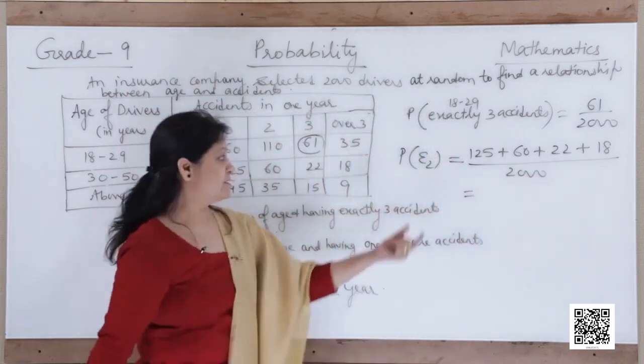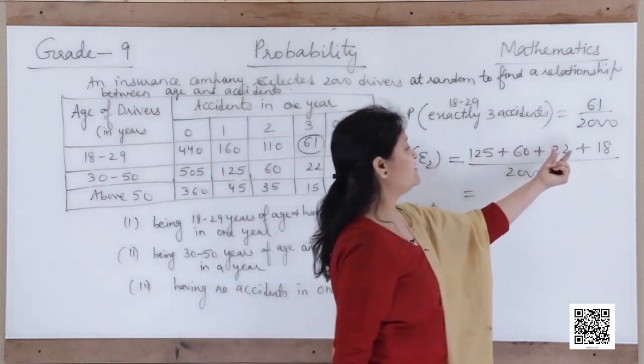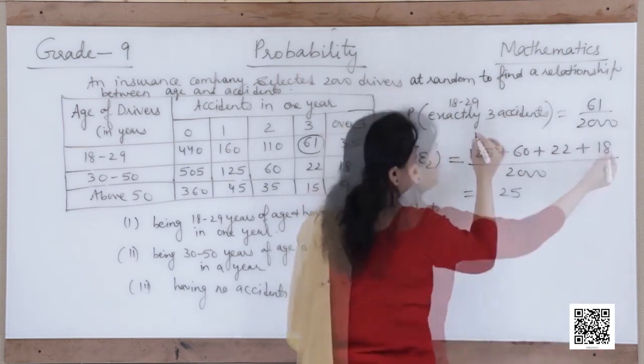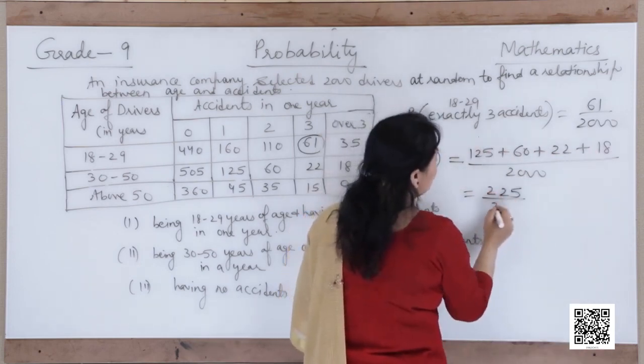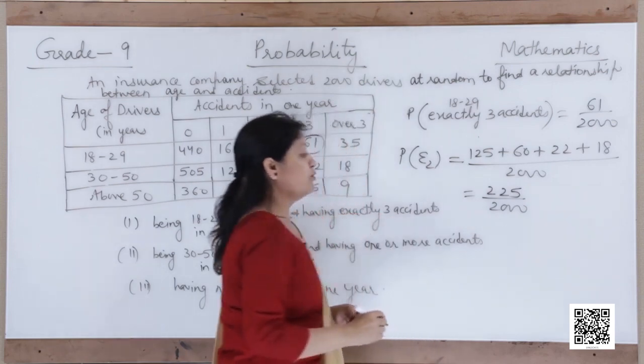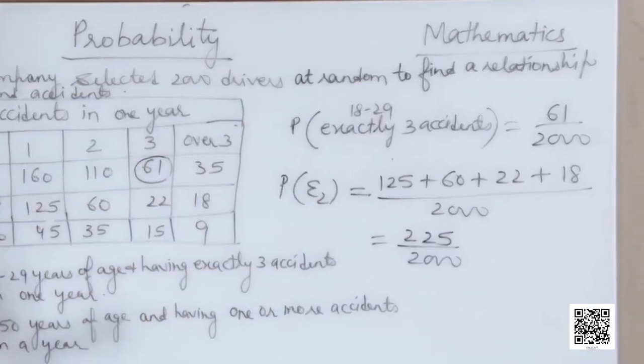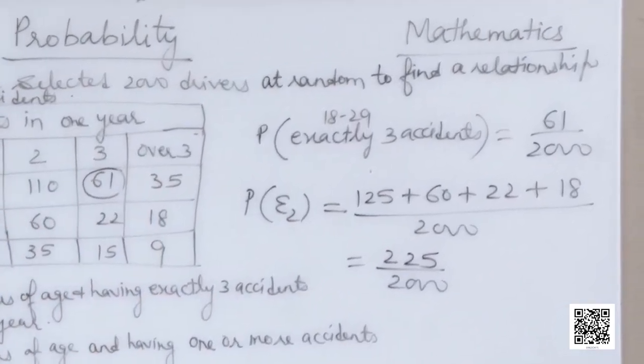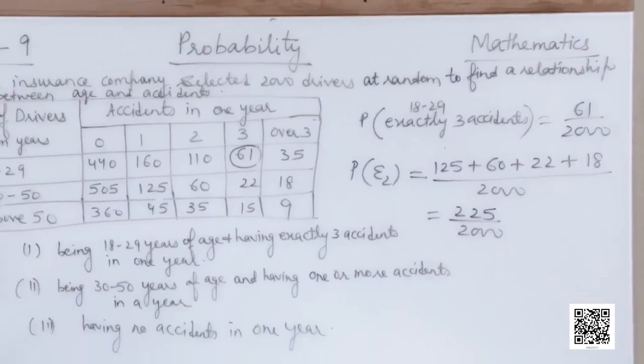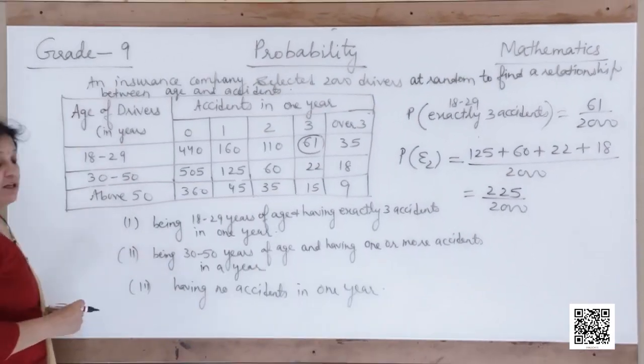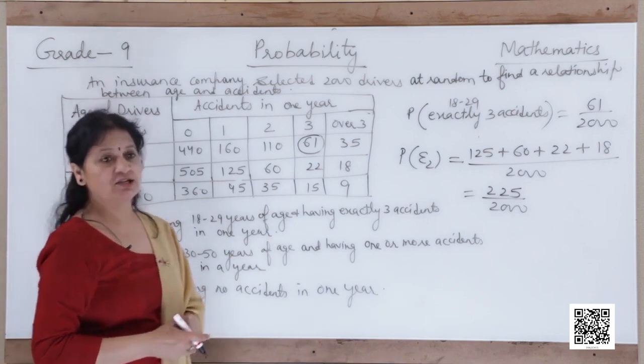Now add all these: 125 plus 60 plus 22 plus 18. So we have got 225 by 2000. So the probability of the second part is 225 by 2000. Now similarly for the third part, they said having no accident in 1 year.